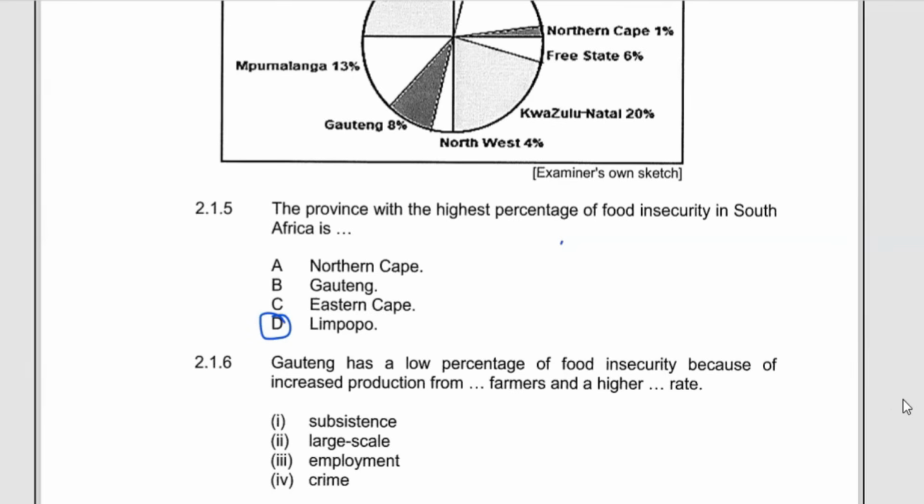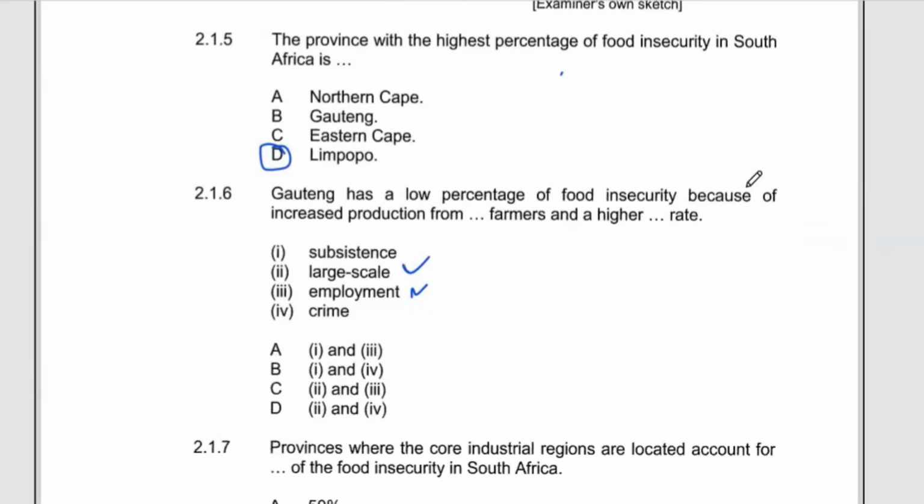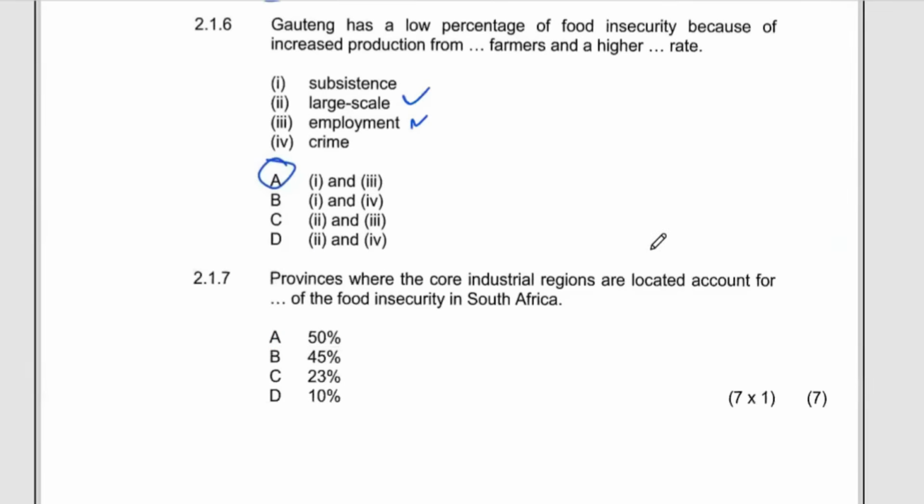Gauteng has a low percentage of food insecurity because of increased production from dash farmers and a higher dash rate. Right, there is large scale and high employment rate. Item 2 and item 3, they are on option A.